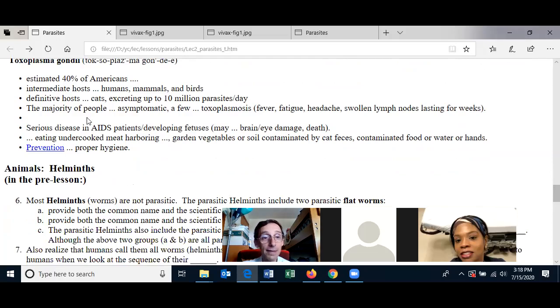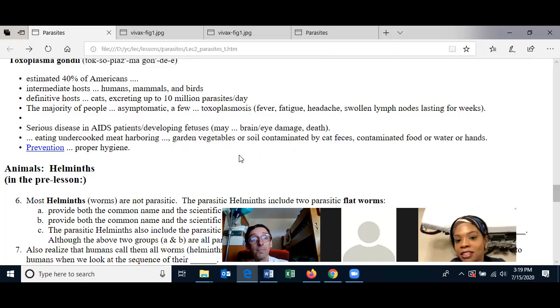But the cats are the definitive host. Okay? In the AIDS patients and in developing fetuses, the patients can get severe brain and eye damage from the toxoplasma. And the damage can be so severe that it can lead to death. Any questions there? Now that's only among AIDS patients or among developing fetuses. Other humans just get toxoplasmosis. Okay?